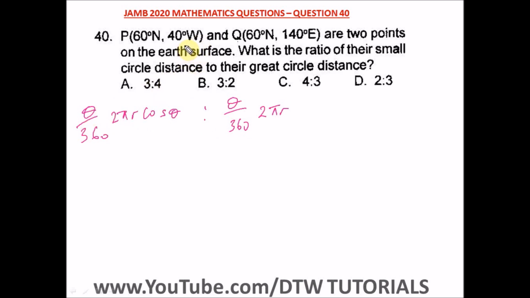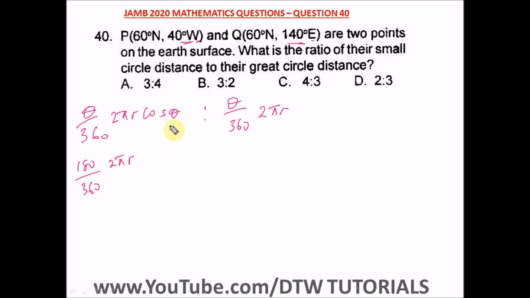Our theta is the coordinate on the latitude, which is this and this. And since there are different trajectories, that is, this is west, this is east, we add because they are different. So 40 plus 140 will give us 180 over 360 2 pi r.